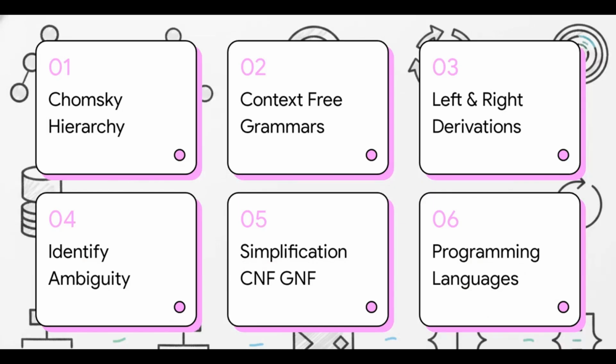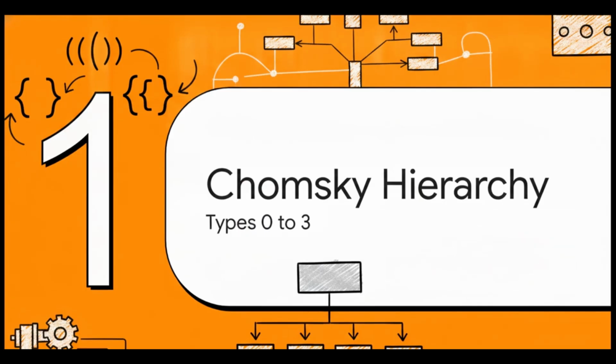Okay, let's dive right into this. Here is our roadmap for today. We'll start with the Chomsky hierarchy, move into exactly what context-free grammars are, then look at leftmost and rightmost derivations. After that, we'll tackle identifying grammar ambiguity, explore simplification using CNF and GNF, and finally, wrap up with compilers and programming languages. Let's kick things off with Section 1, the Chomsky hierarchy.